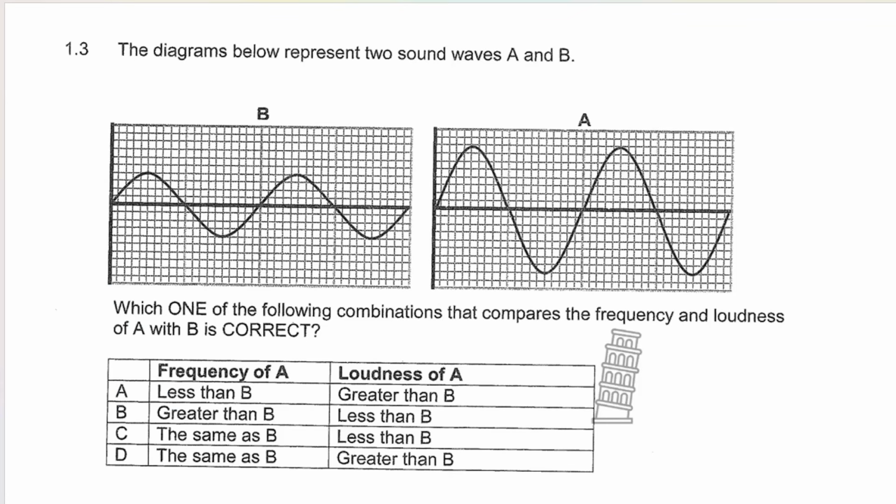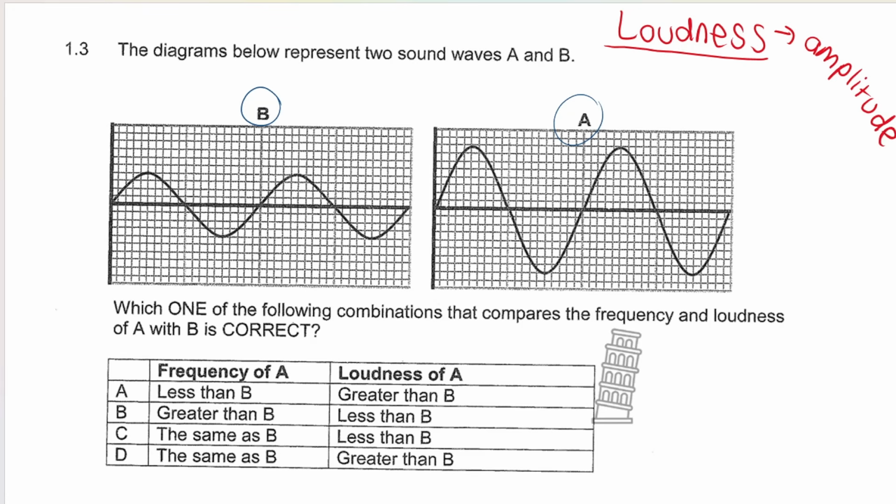1.3, the diagram below represents 2 sound waves, A and B. Just be careful because the first one is B, the second one is A. And they say which of the following combinations that compares the frequency and loudness of A and B is correct. Now, before I even look at the options, I just want to remind you of 2 things. Loudness, because they want us to compare frequency and loudness. Loudness is related to amplitude of the wave. So the bigger the amplitude, the louder the wave.